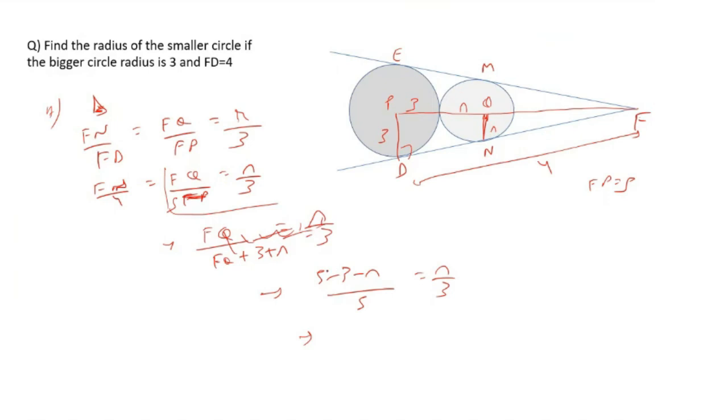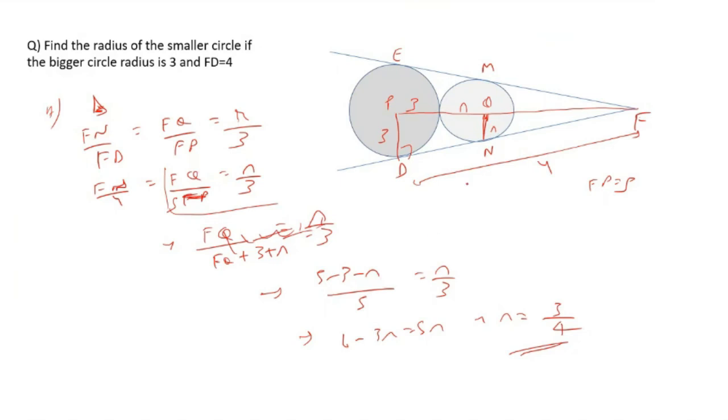Right, so basically 5 minus 3 is nothing but 2, so 6 minus 3R equal to 5R, so R equal to 3 over 4. This is the answer. So the purpose of this question was to see, it's a very simple solution, right?